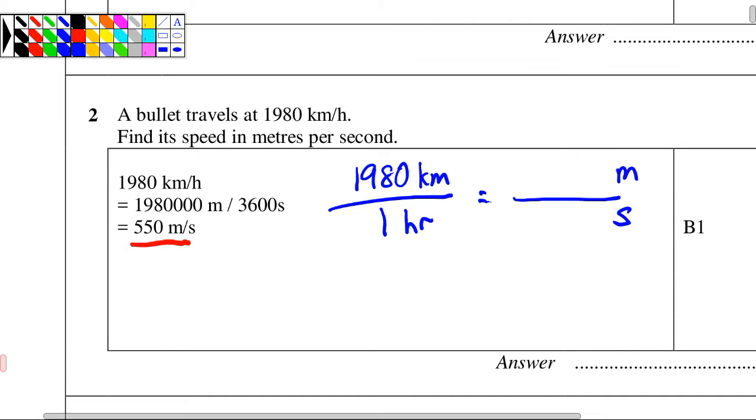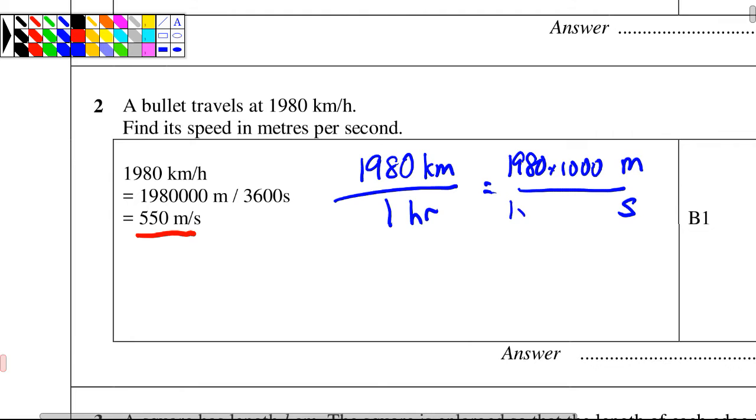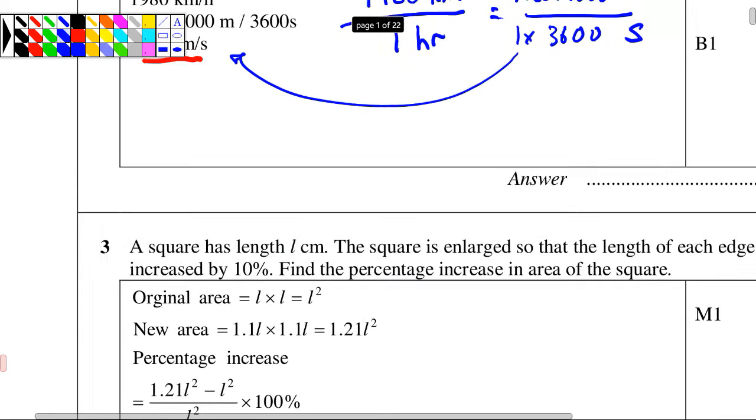Now, every time you want to write down the unit, they want meter, they want second. So what you do is this: 1980, you ask yourself, kilometer to meter, is it times or divide? Times how many? 1000. And then this one, 1 hour to second, is it times or divide? Times. So you times 3600. Now press the whole thing in your calculator, then you will get this. Okay? If you don't get what I say, go and watch the YouTube video later. Alright, so write down the final answer, 550. Okay, I'm going to go faster because I don't have time.